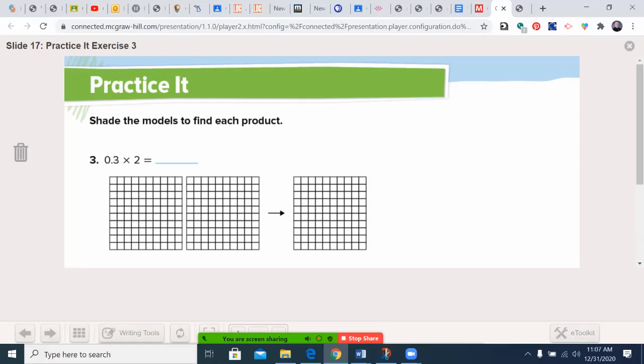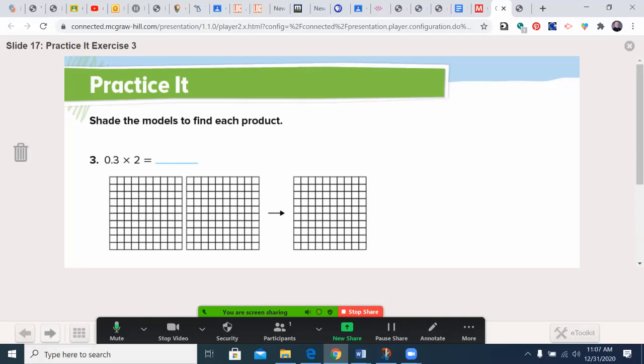I want you, in a moment, you're going to pause the video. You're going to do this. I want you to do the 0.3 on each of the two and then combine it. If you want to use multiple colors using colored pencils, you may, but you're not required to do such. So go ahead and pause the video. I'll see you on the other side.